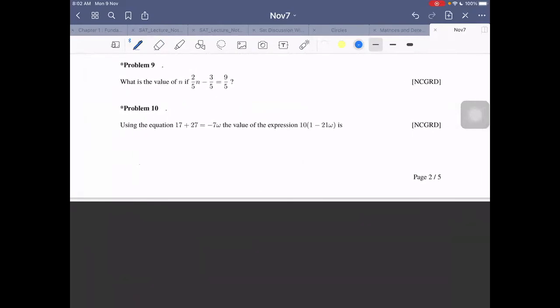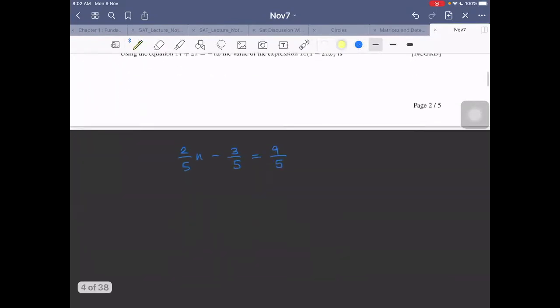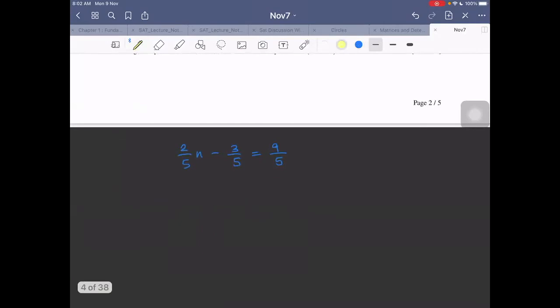So what is the value of n if 2 by 5 n minus 3 by 5 is equal to 9 by 5? Of course, you can take 3 by 5 to the other side. So it becomes 9 by 5 plus 3 over 5. That becomes 12 divided by 5.